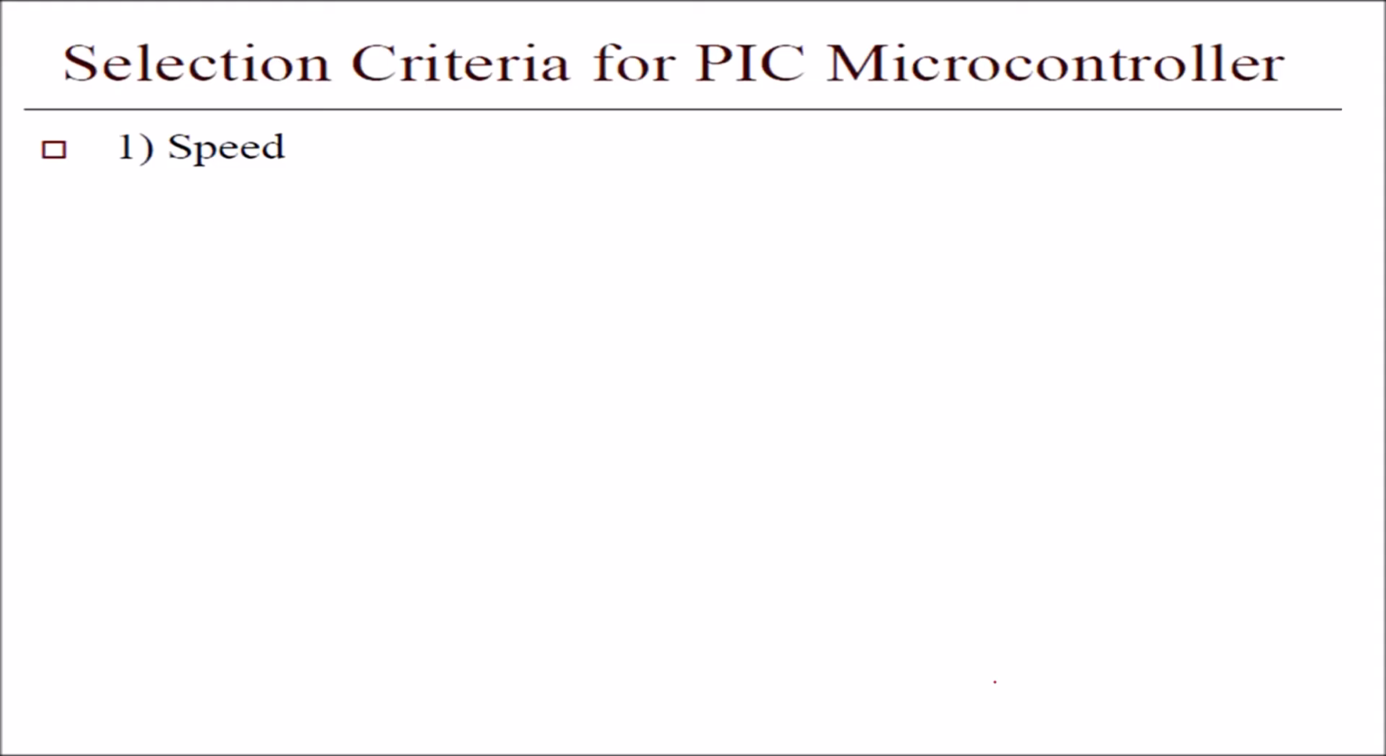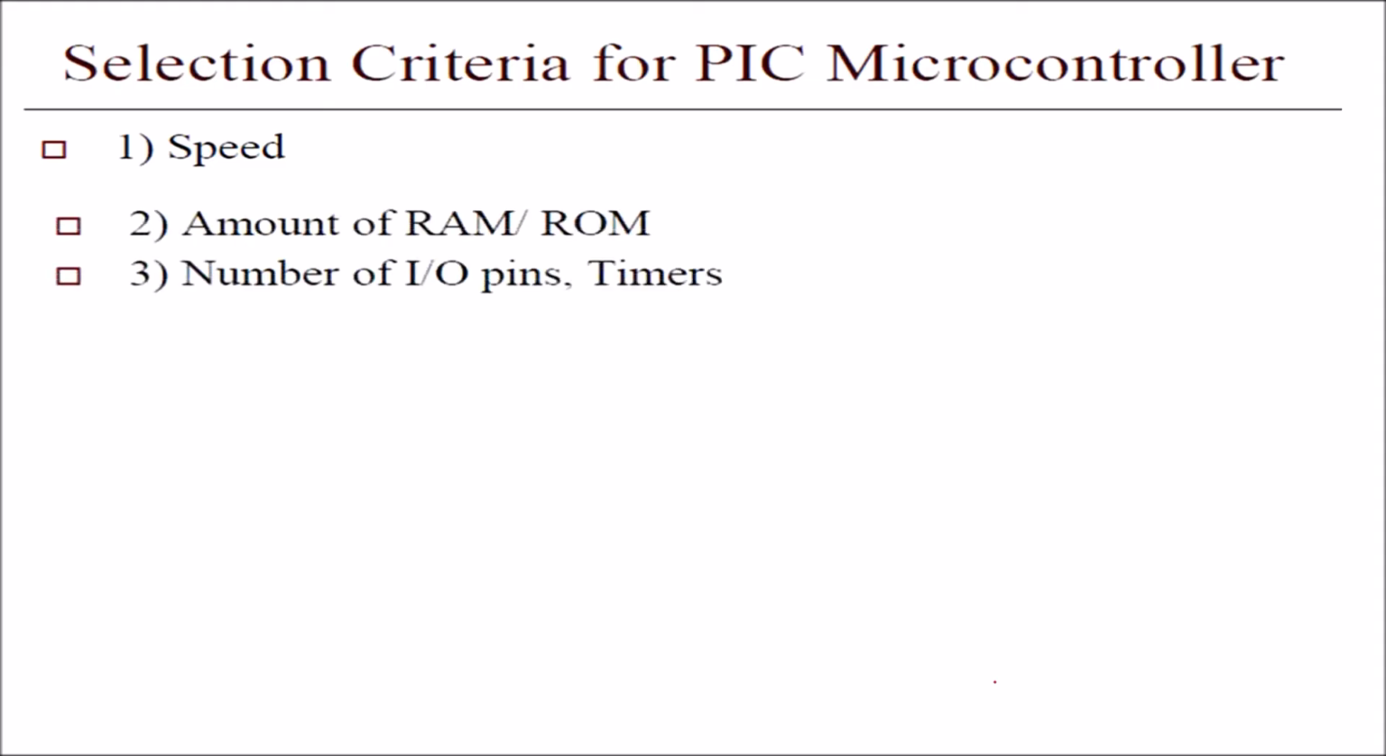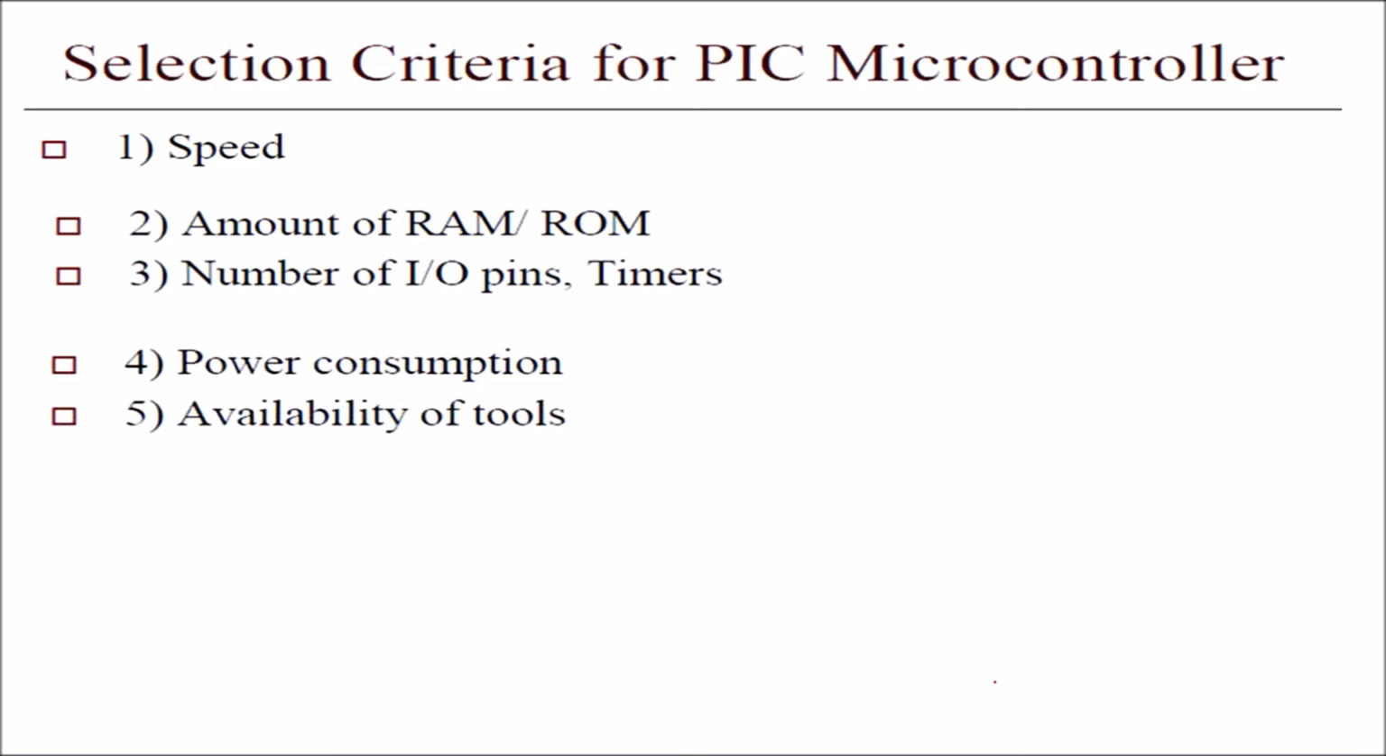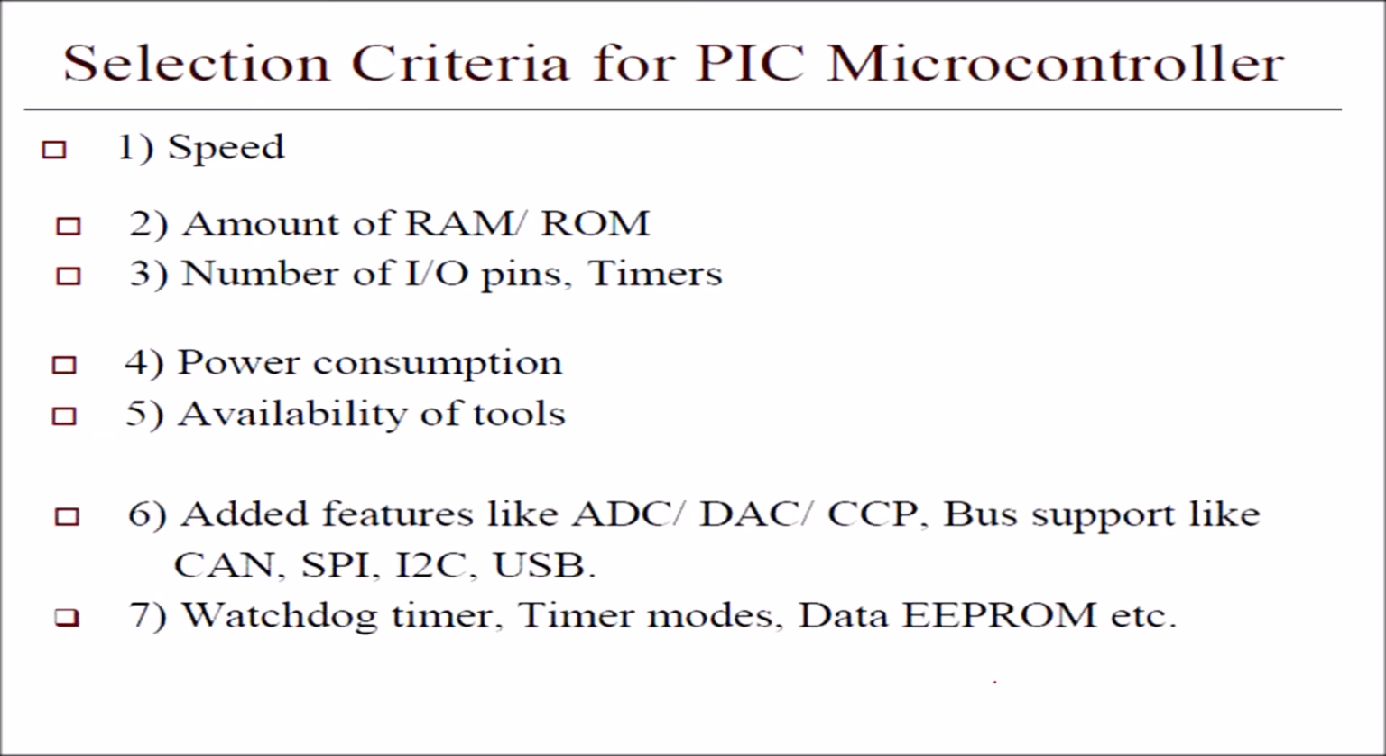Now how we'll select the PIC microcontroller, which version, which family members we should select for a particular application, that depends upon some parameters. First is speed of operation. Depending upon our application, we can check which microcontroller has more speed. Then how much RAM and ROM is available in that family or version. The number of input output port pins available, how many timers are available, and the number of bits associated with timer, that we have to consider. What is the power consumption of that particular IC, that we have to consider. Availability of tools, whether software is available easily or not, whether the hardware programming tool for that particular family is available or not, that we have to consider while selecting microcontroller.